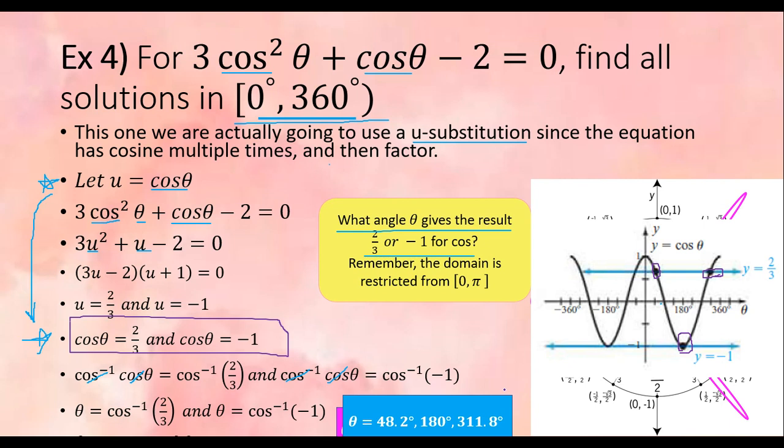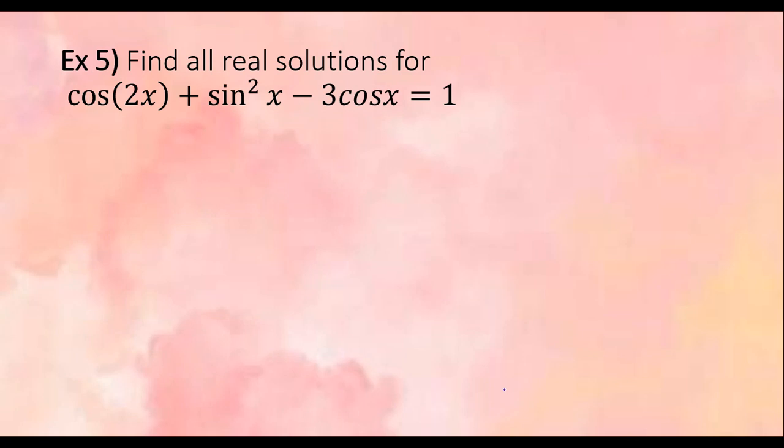Okay, one last problem. And this one is a lot different. Find all real solutions for cosine of 2x plus sine squared x minus 3 cosine of x equals 1. So first of all, this equation is crowded, y'all. It's also very complex looking in comparison to all of the others. And it asks for all real solutions.